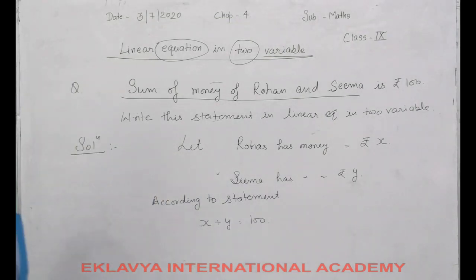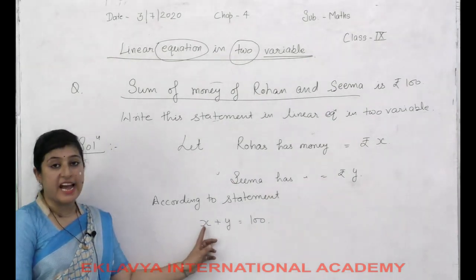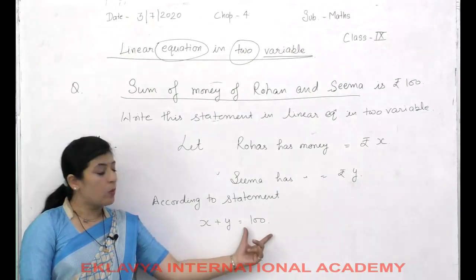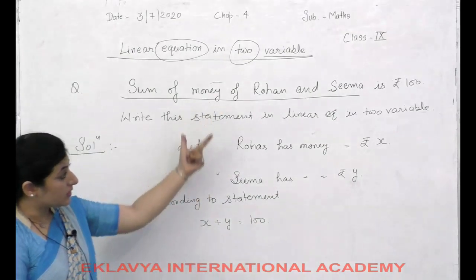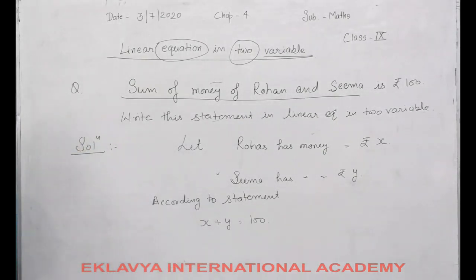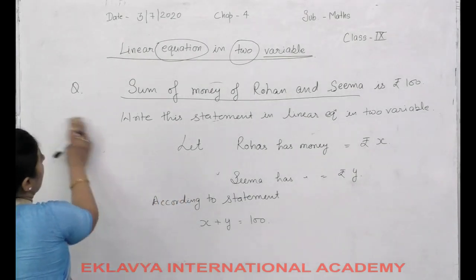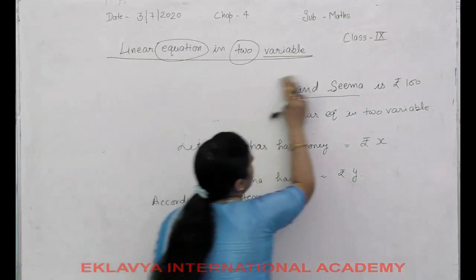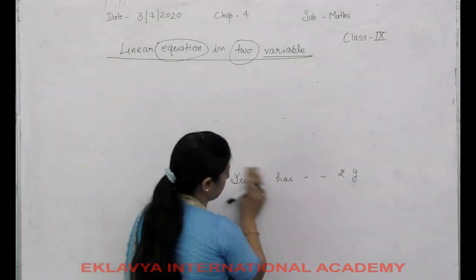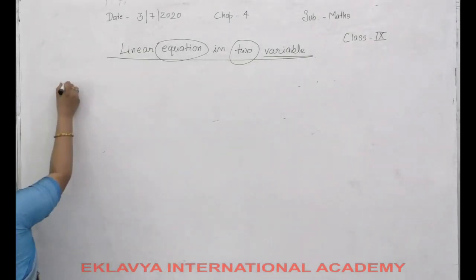This is the linear equation in two variable. One variable is X, the second variable is Y, and the sum of these is equal to 100. So this completes our statement. This type we can write linear equation in two variable. Now we take some questions related to standard form. Try one question for your homework.